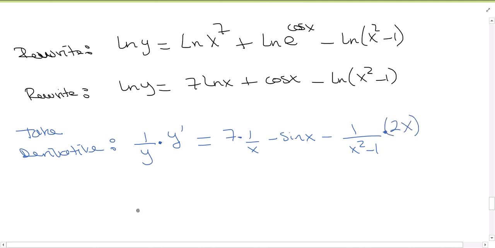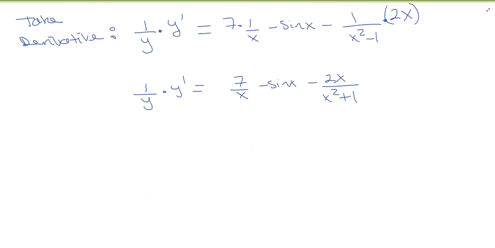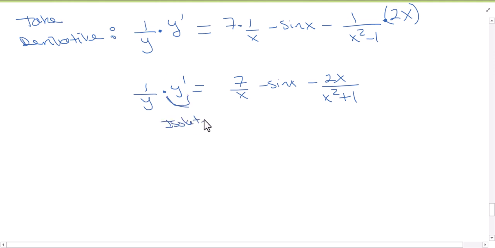And then just finish rewriting it. So I have 1 over y times y prime equals 7 over x minus sine x minus 2x over x squared plus 1. Am I done? Not quite. I need the y prime all by itself. So isolate y prime.